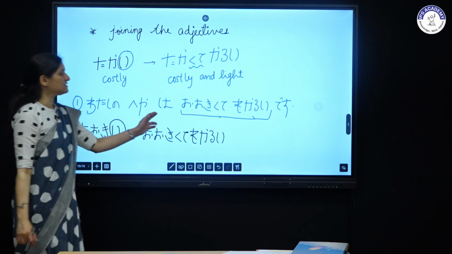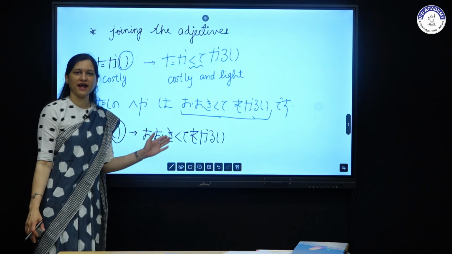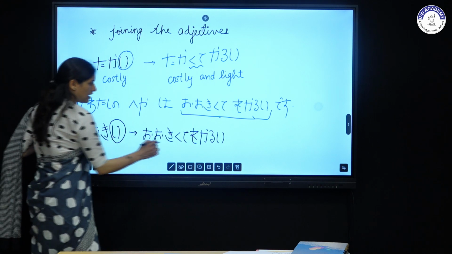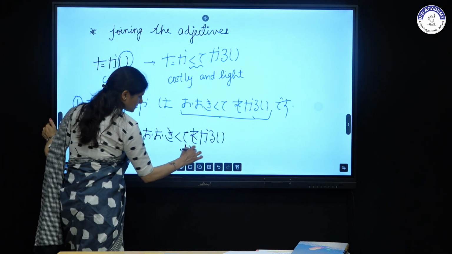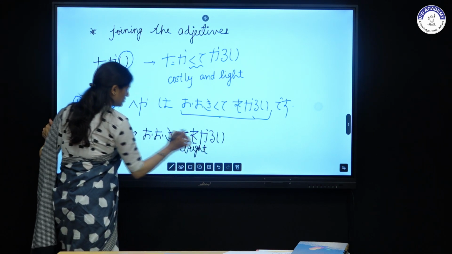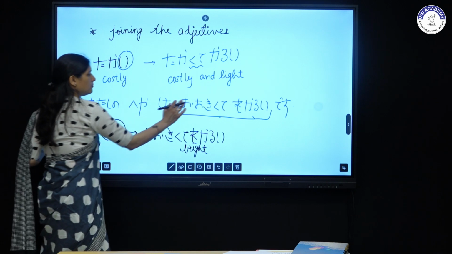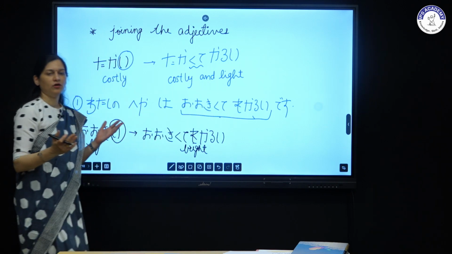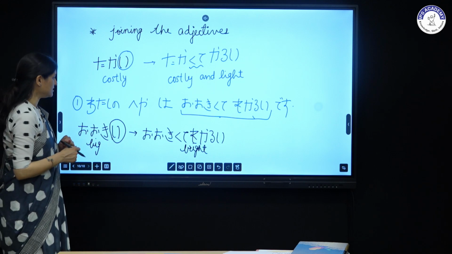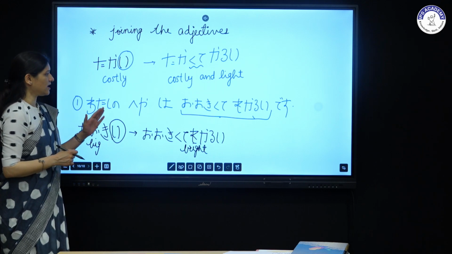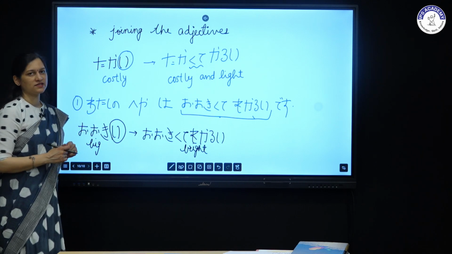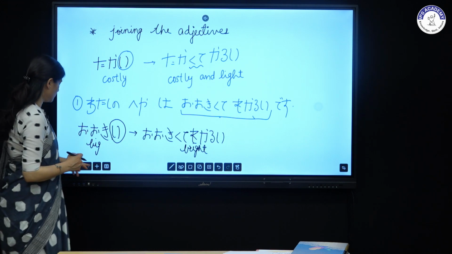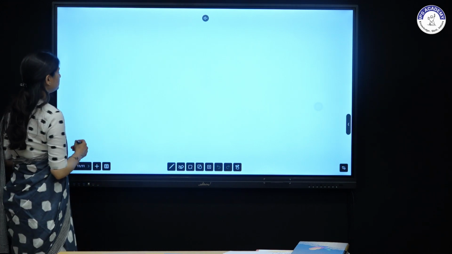My room is big and bright. Ooki is big. Akarui is bright. So, मेरी रूम बड़ी और उजाले वाली है, isn't it? Yes. Watashi no heya wa ookikute akarui desu. My room is big and bright. We shall take a few more examples.